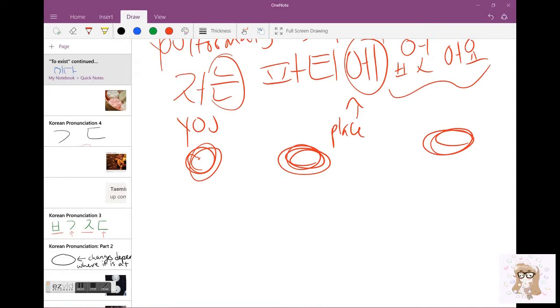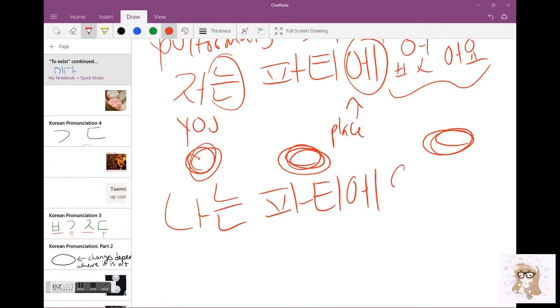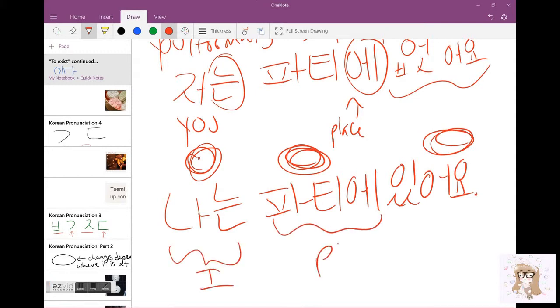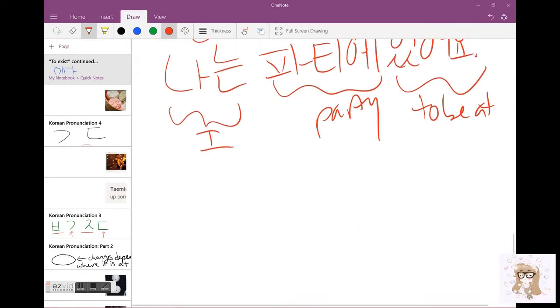Okay, so next, of course you can also say that I am not at the party or I am at the party. So let's say 나는 파티에 있어요. This means I am at the party. I, and then party, and then to be at.